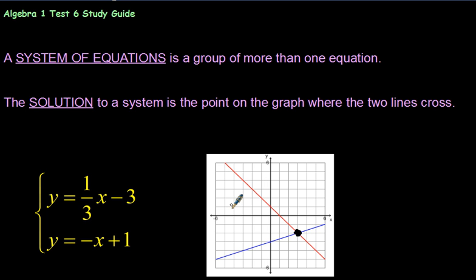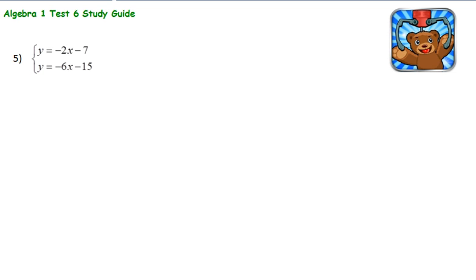But if you don't want to graph, what's a way to figure out where these two lines cross without actually having to graph? Well, that's the second half of this test that we're going to look at, are ways of figuring out where two lines cross without actually graphing. So let's take a look at this first system.